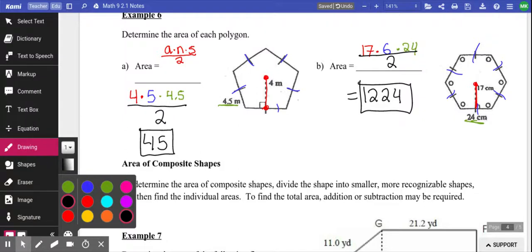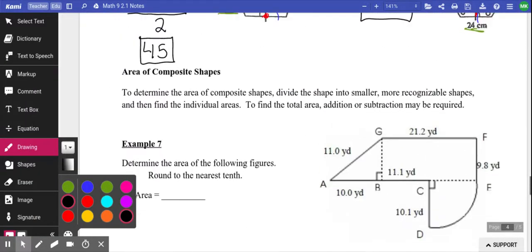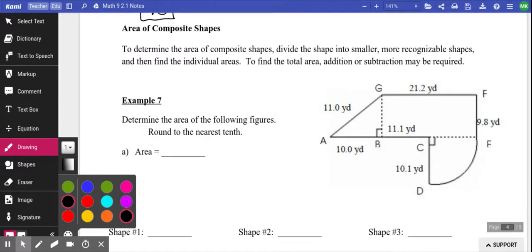When we come back, we're going to go over composite shapes, and then we're going to name some polygons.